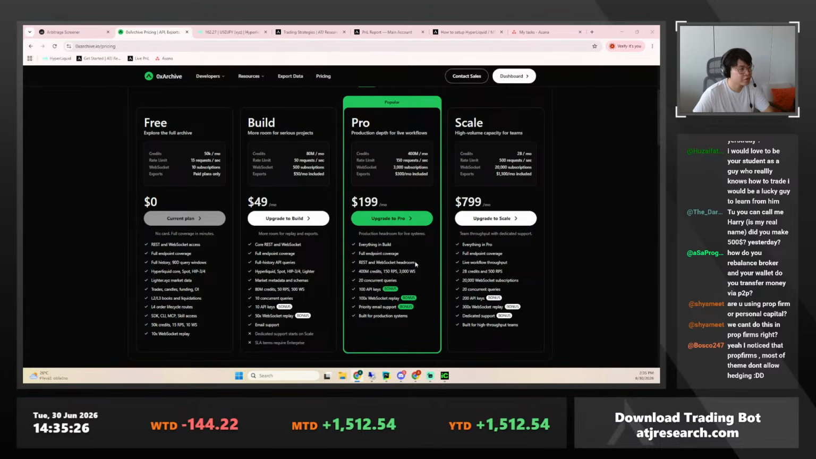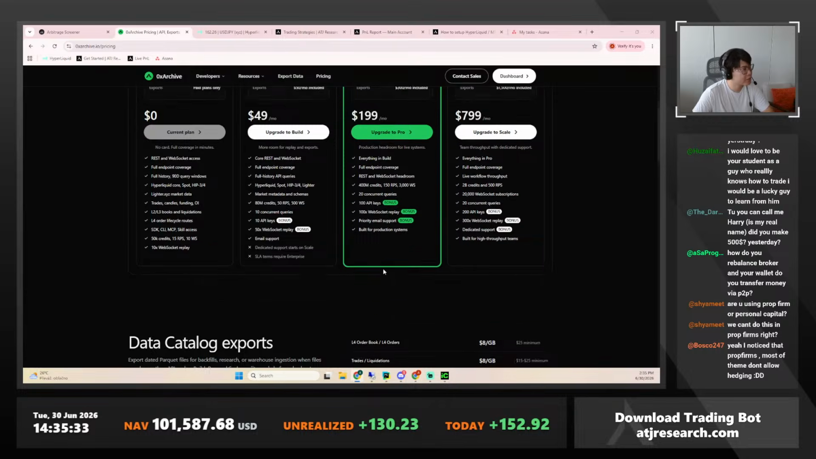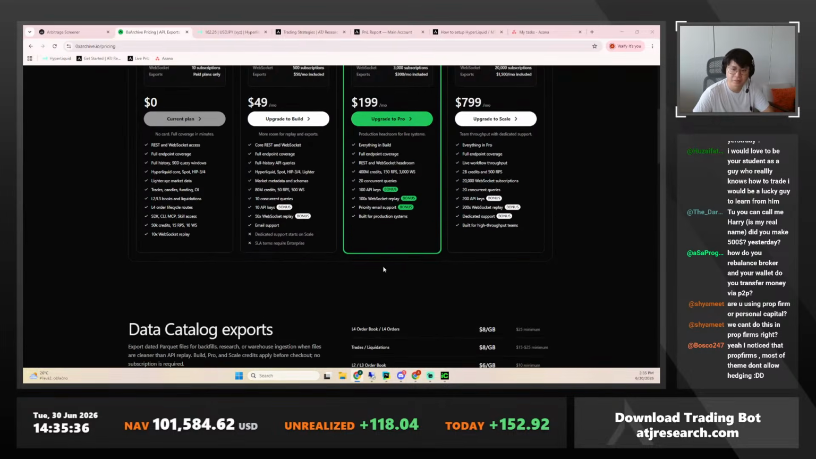Yeah, prop firms, they don't allow hedging. But there's no way for them to find out. They can only speculate, right? If you hedge, hedge as much as you can without making it too suspicious.